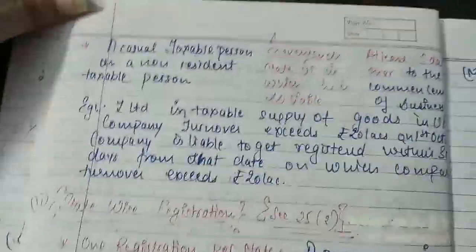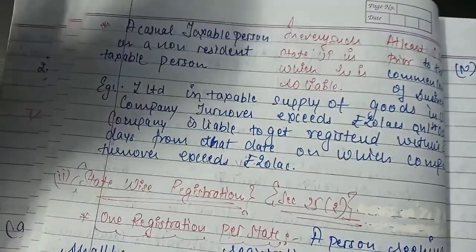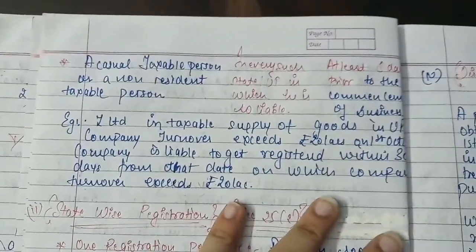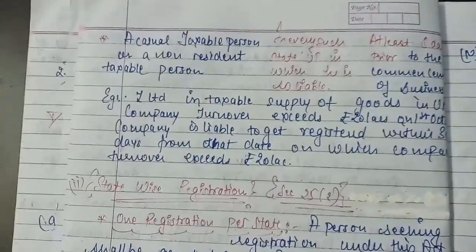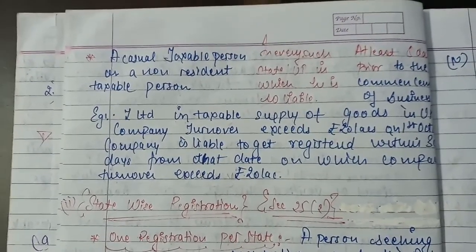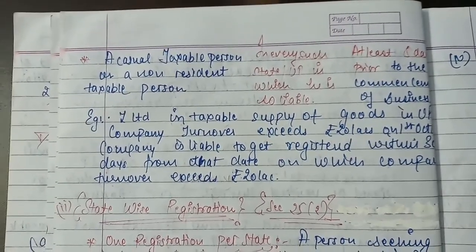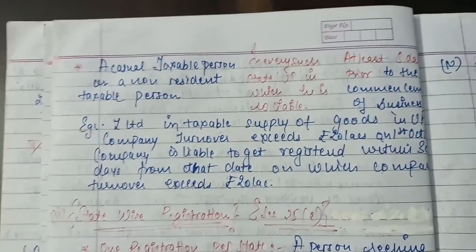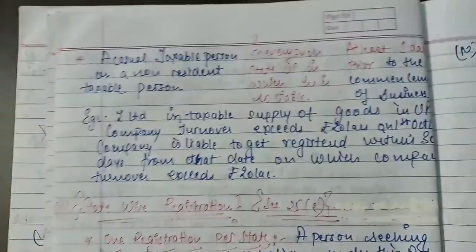Okay, now in case of a casual taxable person or a non-resident taxable person, in every such state or union territory in which he is so liable, it should be at least 5 days prior to the commencement of business. So let's take an example of it. This is Z Limited, which deals in taxable supply of goods in UP. Its turnover exceeds 20 lakh on 1st October 19. So the company is liable to get registered within 30 days from the date on which the company turnover exceeds 20 lakh.